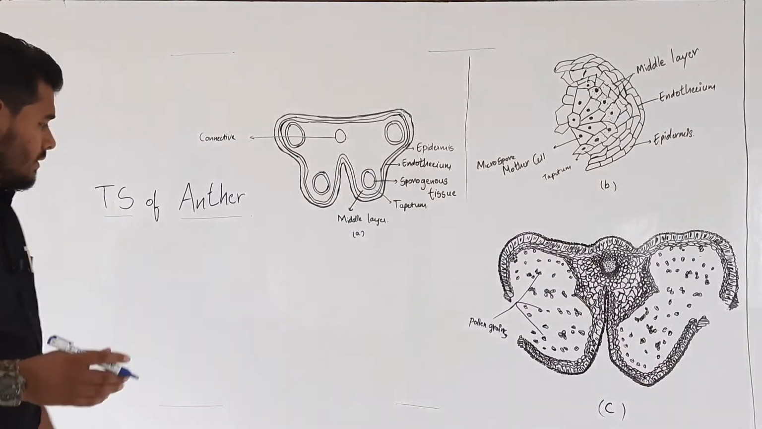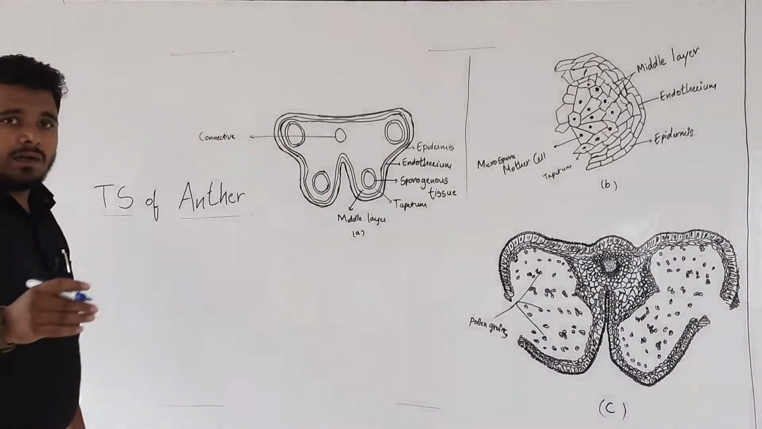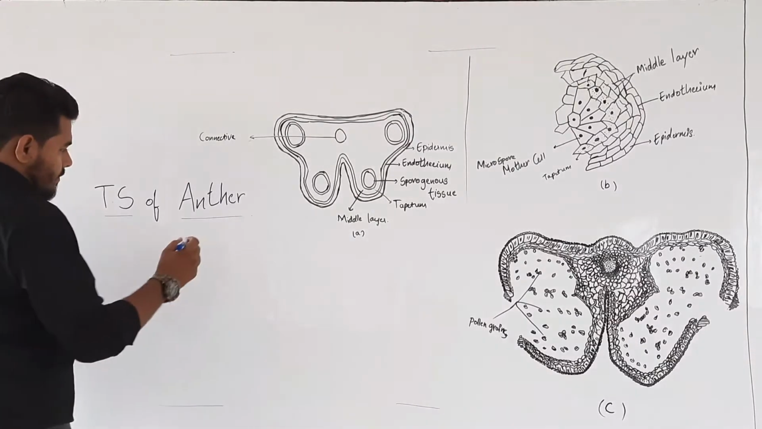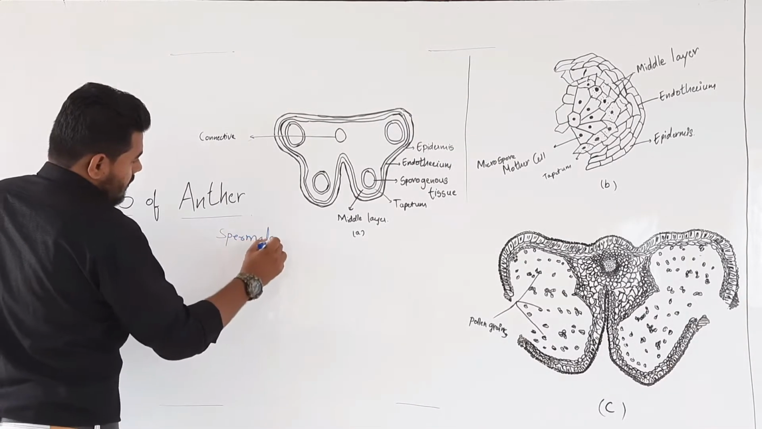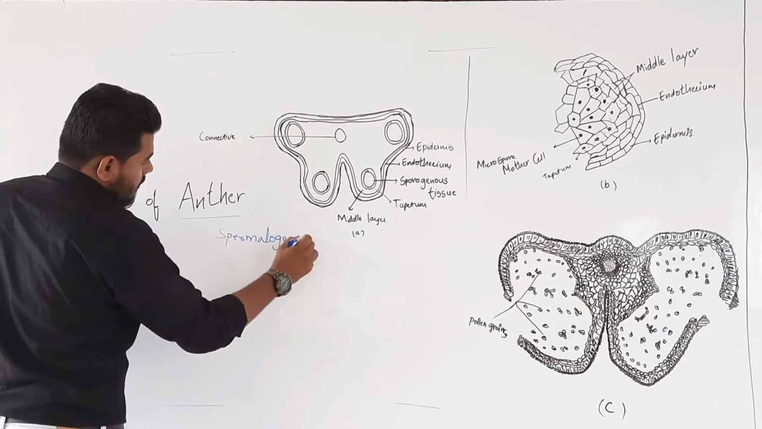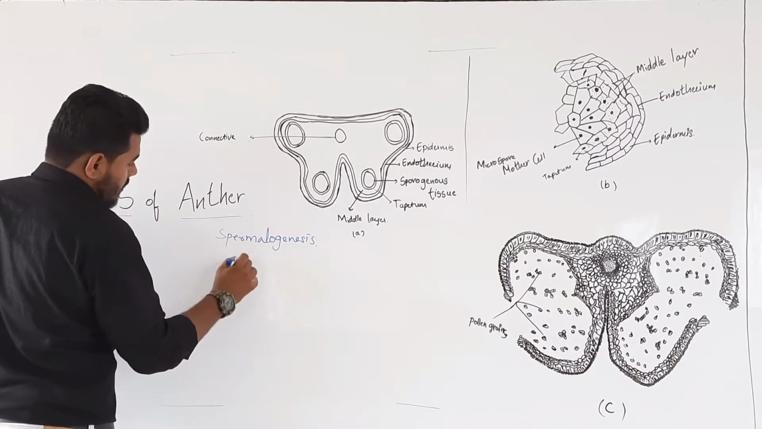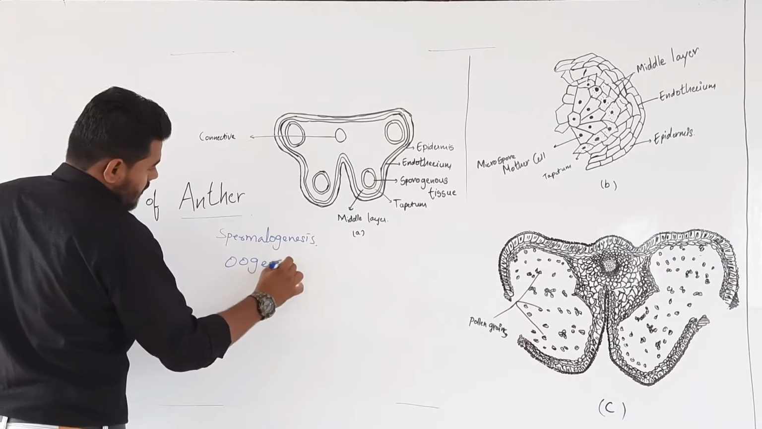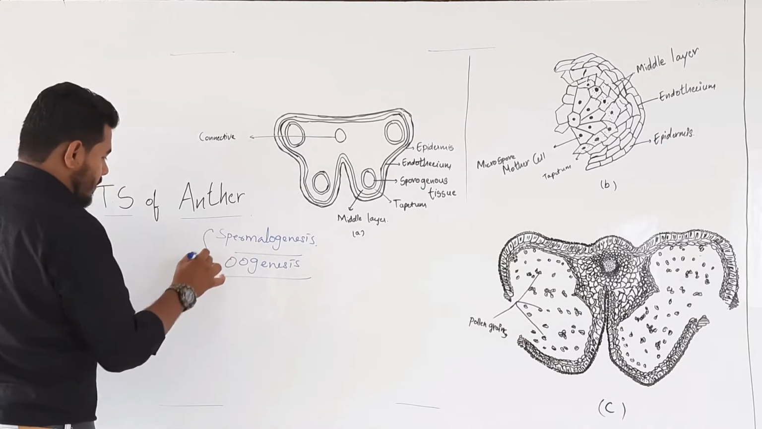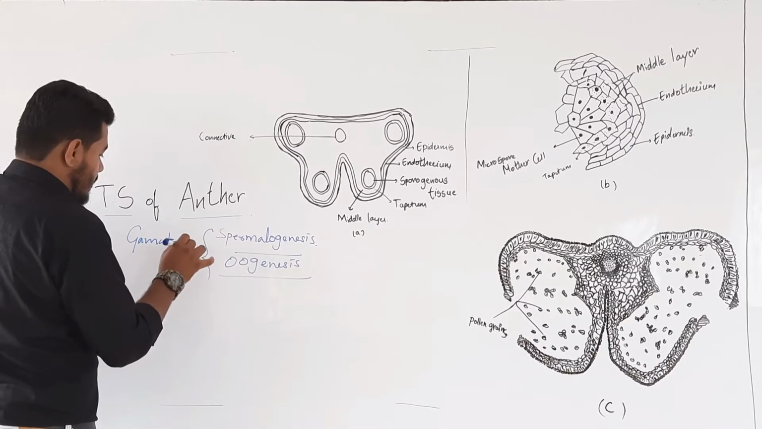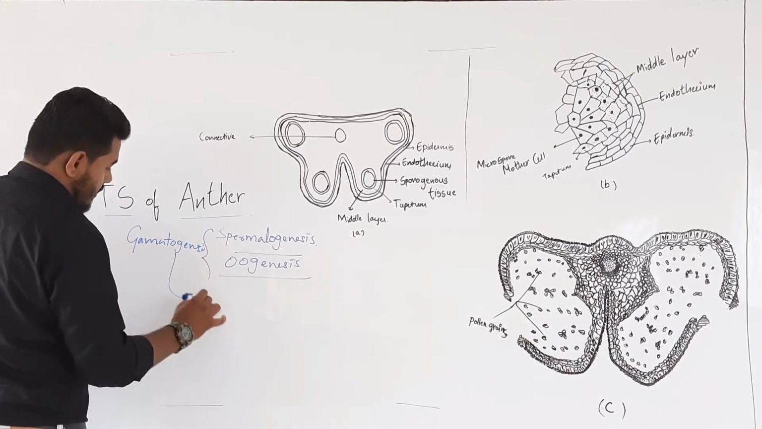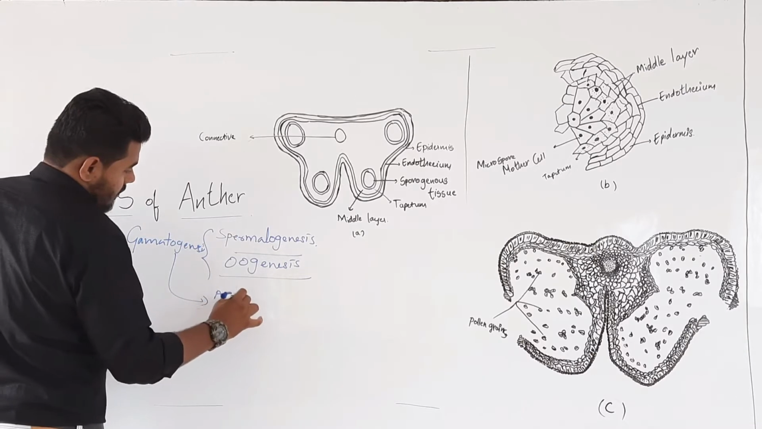Good morning, dear students. In the last video, we discussed human reproduction, about spermatogenesis and oogenesis. The same type of gametogenesis we will study in angiosperms.